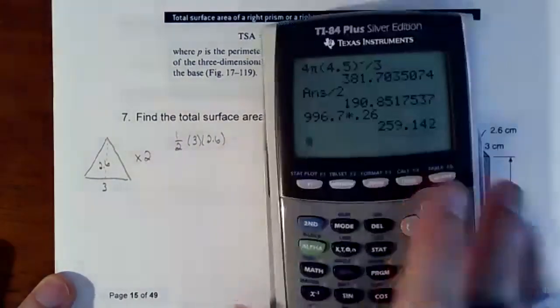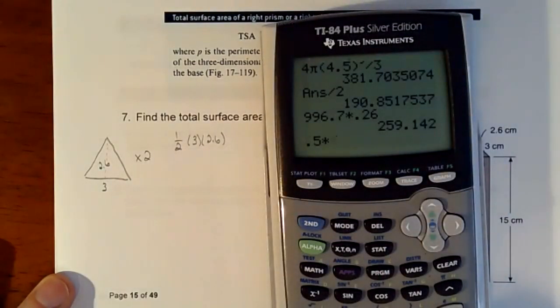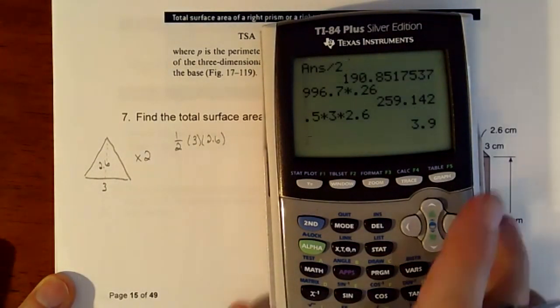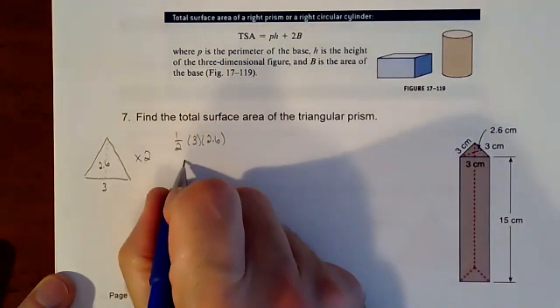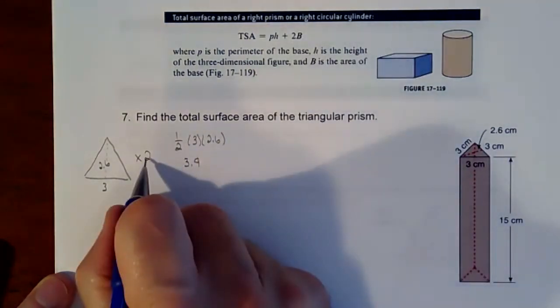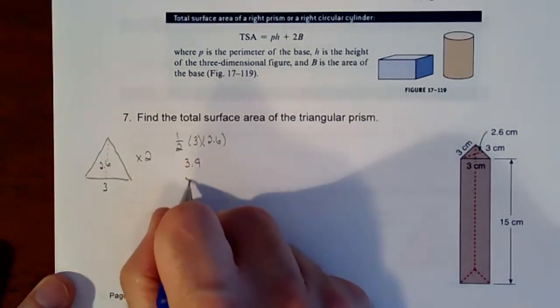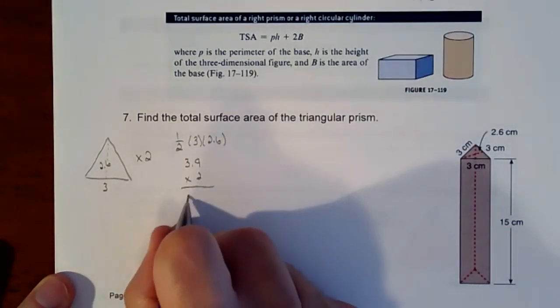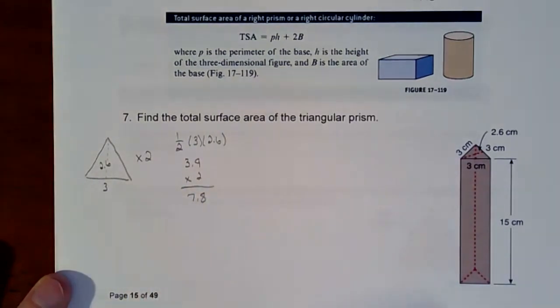So half times 3 times 2.6, 3.9. But there are 2 of them, so I'm going to times that by 2 and get 7.8. So that's the total area for the top and the bottom.